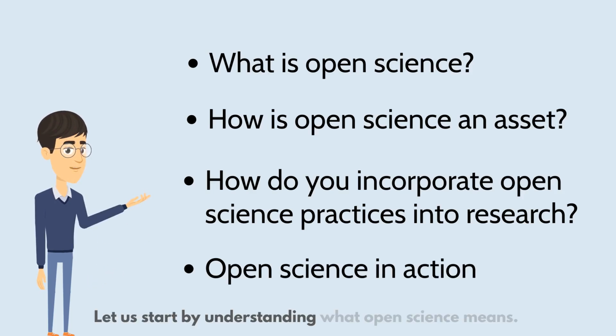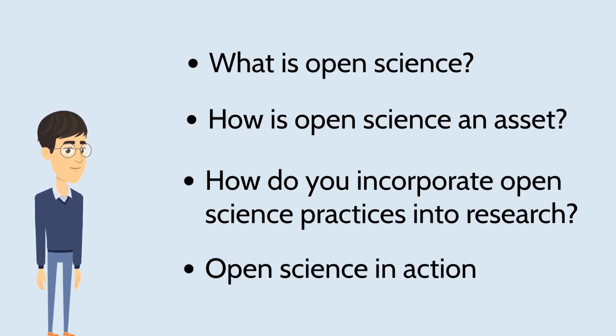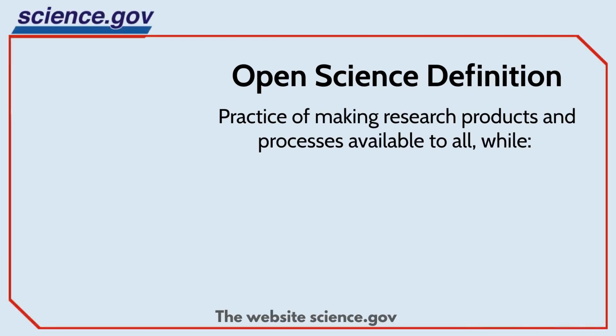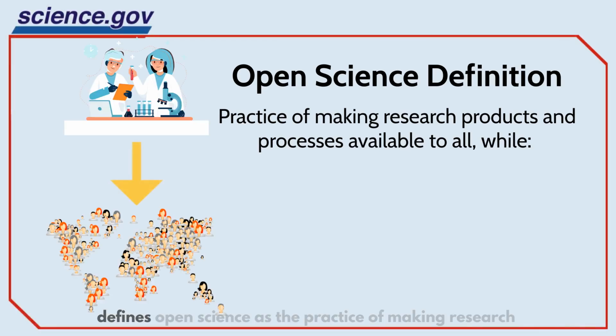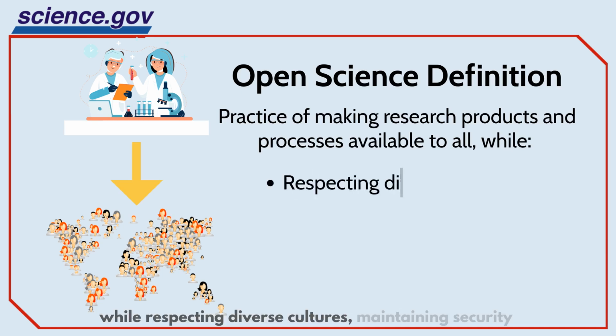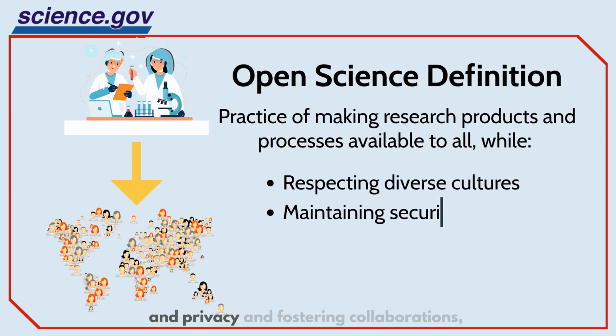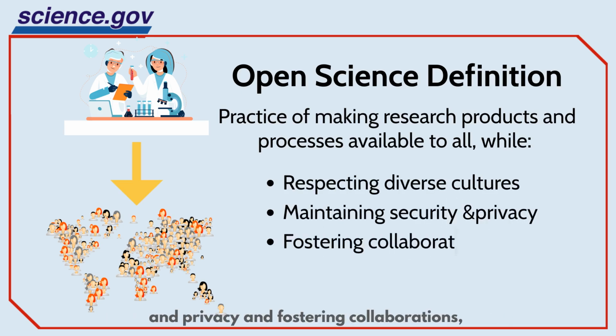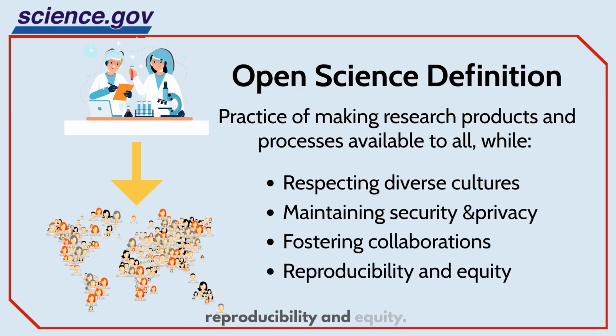We will also demonstrate open science in action. Let us start by understanding what open science means. The website science.gov defines open science as the practice of making research products and processes available to all, while respecting diverse cultures, maintaining security and privacy, and fostering collaborations, reproducibility, and equity.